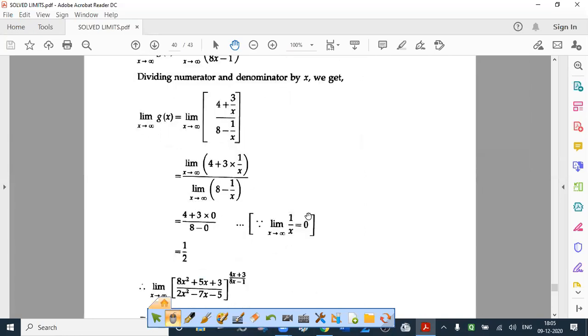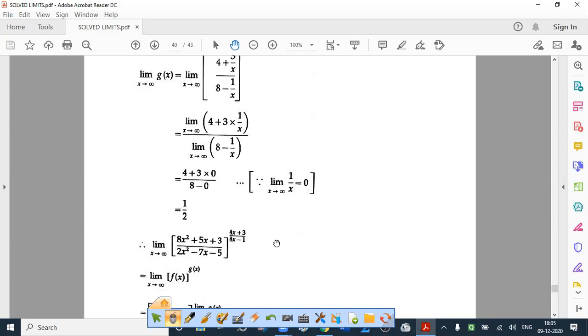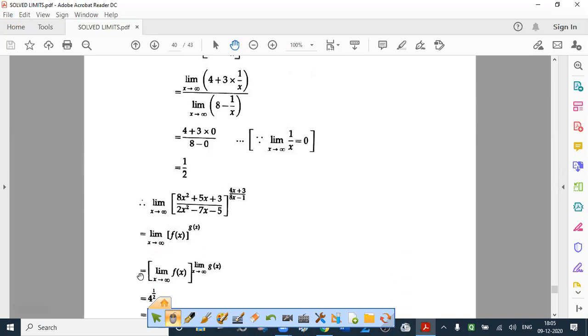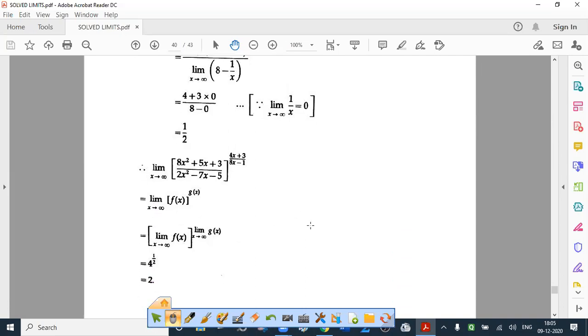So what is the value of the limit? The limit of this function is the limit as x tends to infinity of f(x) raised to g(x), because we have denoted the base by f(x) and the index by g(x). This is nothing but the limit of f(x) raised to the limit of g(x), which is 4 raised to half, because we have already obtained these two separately. The limit of the base is 4 and that of the index is half. So 4 raised to half is 2. So the value of the limit is 2.